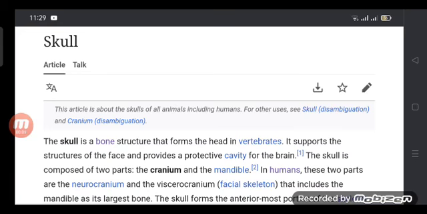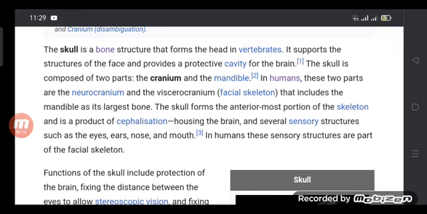The skull is a bone structure that forms the head in vertebrates. It supports the structures of the face and provides a protective cavity for the brain. The skull is composed of two parts, the cranium and the mandible.